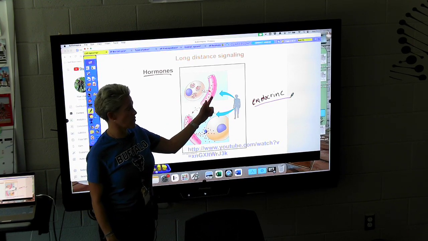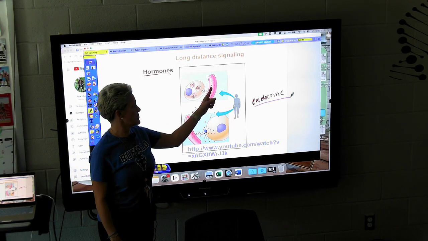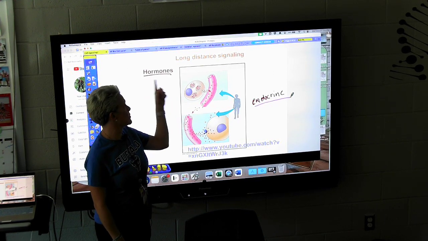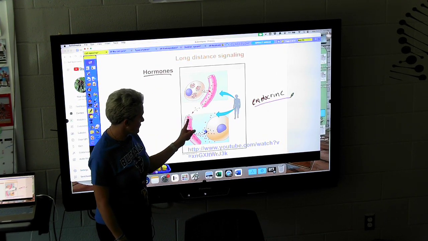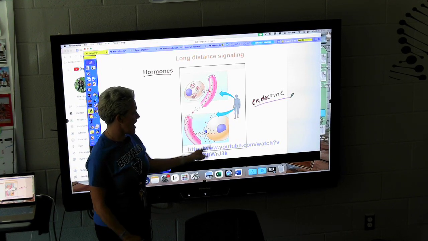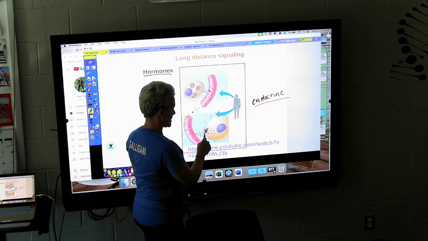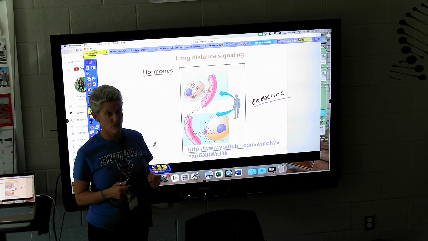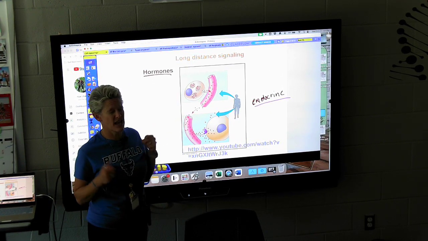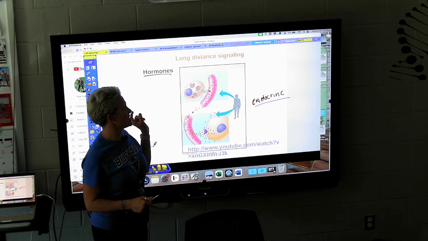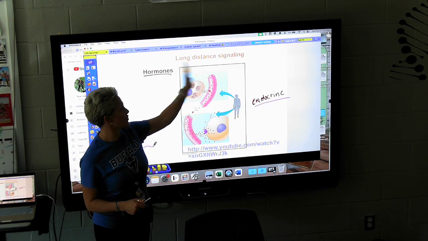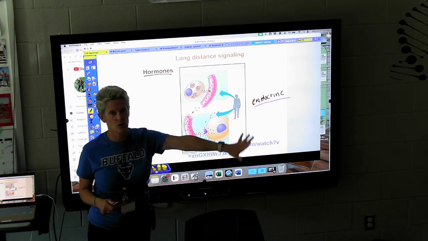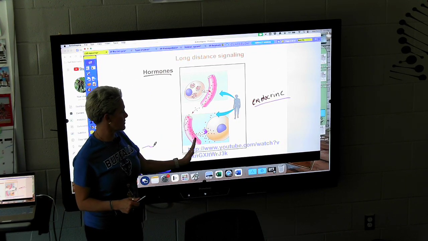Well, it releases a hormone, a chemical signal, usually a protein, into the bloodstream. That chemical signal is a hormone. And it will travel through the bloodstream, and it will then dock with a cell that has a receptor for that chemical protein, and then that cell will respond to that. Okay, so this happens all the time. So this is long-distance signaling because it's going through the bloodstream and going to a cell somewhere else in the body. It's not even close by, but it can travel through the bloodstream.